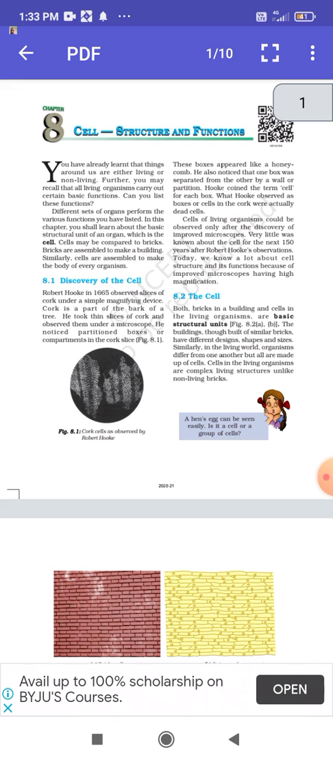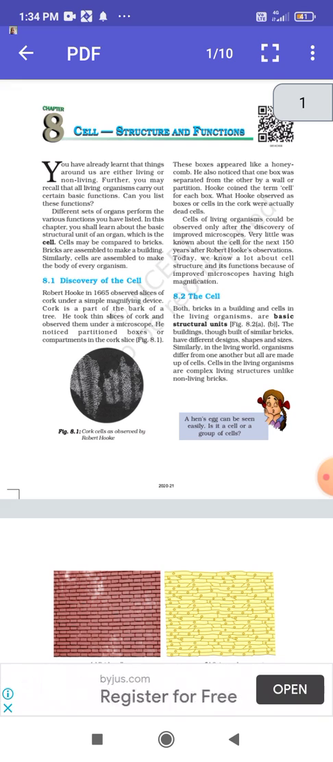Next comes 8.1, discovery of a cell. Robert Hooke in 1665 observed slices of cork under a simple magnifying device. Cork is a part of the bark of a tree. He took thin slices of cork and observed them under a microscope. He noticed partition rooms or compartments in the cork slices. These boxes appeared like a honeycomb. He also noticed that one box was separated from another by a wall or partition. Hooke coined the term cell for each box. What Hooke observed in the cork were actually dead cells.